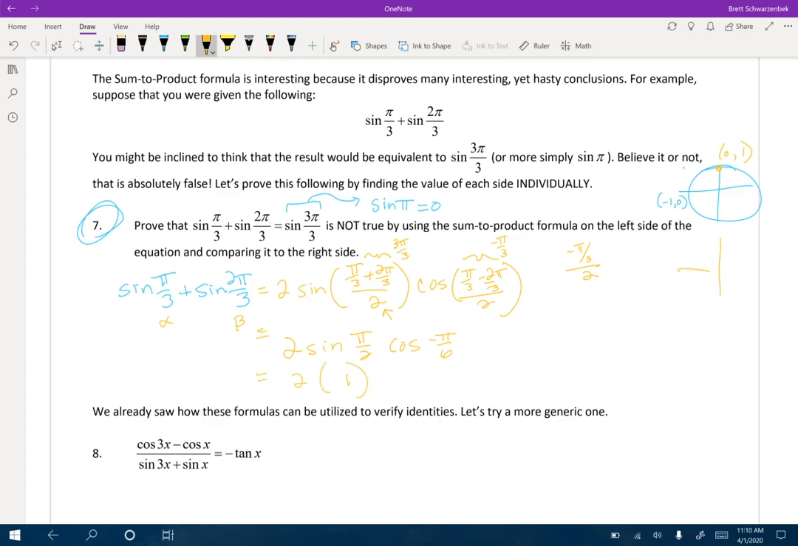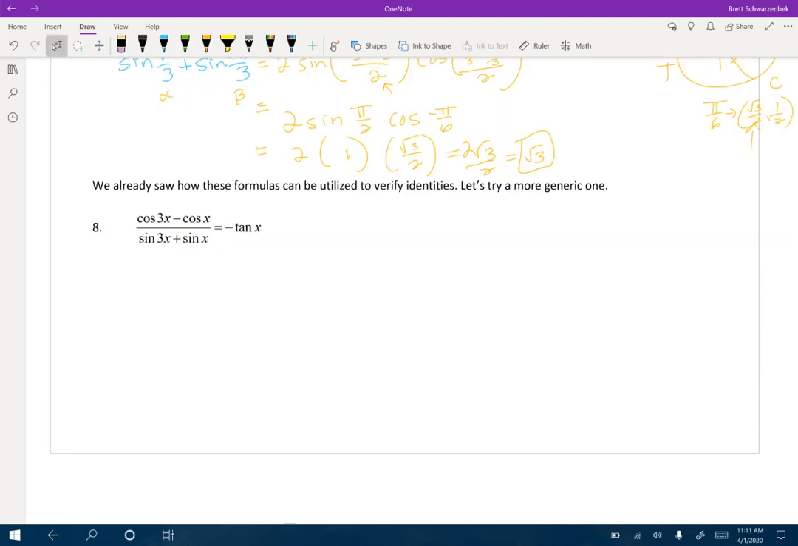Negative pi over 6 is going to rotate into our fourth quadrant, which happens to be where cosine is positive. Remember, pi over 6 families have root 3 over 2, 1/2 as the coordinate, or variations of that. We want the x-coordinate, which is root 3 over 2, which has to be positive because we're in the fourth quadrant. So if we do the math, we get 2 root 3 over 2, which is root 3. Okay, so we just proved, because the right side is 0 and the left side is root 3, that this absolutely cannot be true.